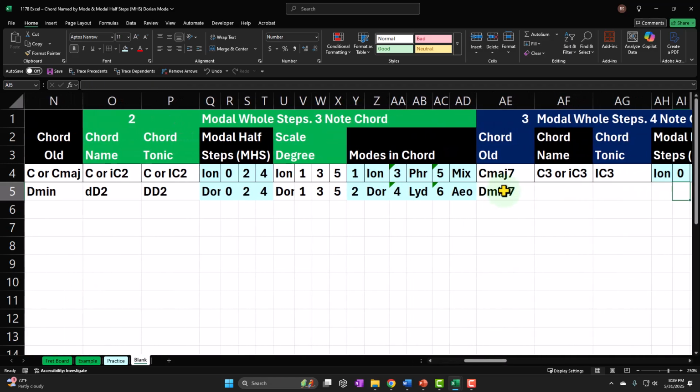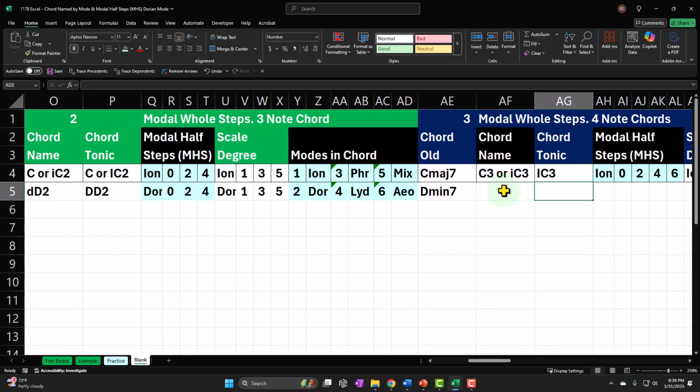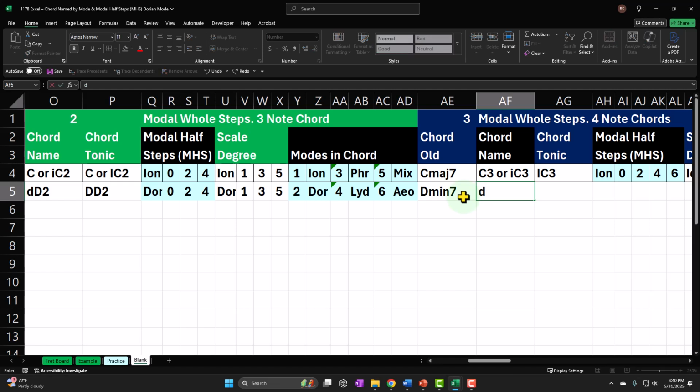And so we're going to say, what would be an easier way to name it? If we know that we're in the Dorian mode and we add the 7, I don't need to say the scale degree that it's the 7, right? All I need to do, because we know how the thing is built, is say this is going to be a D3 chord, meaning it's a Dorian chord with 4 notes.